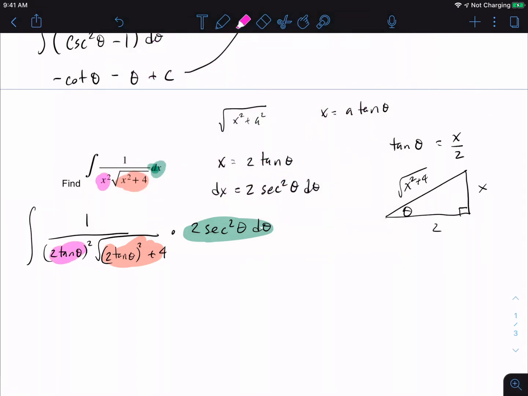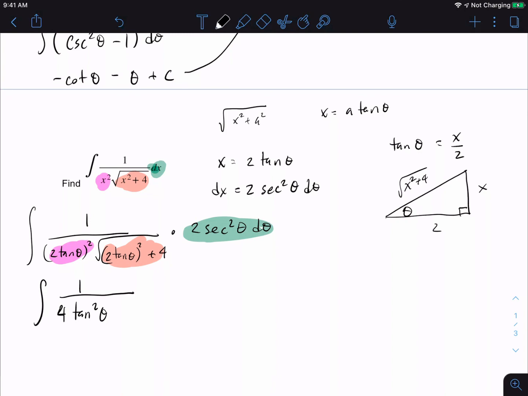So this is represented here. Everything is there for us. I'm just trying to make sure that you all see everything is in there. All right, so then the integral is going to go 1 over 4 tangent squared theta.